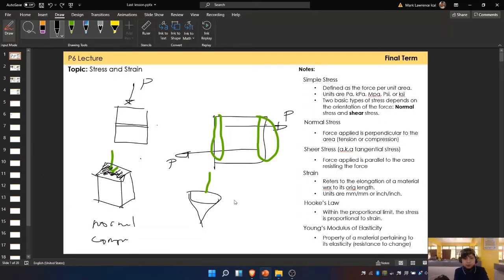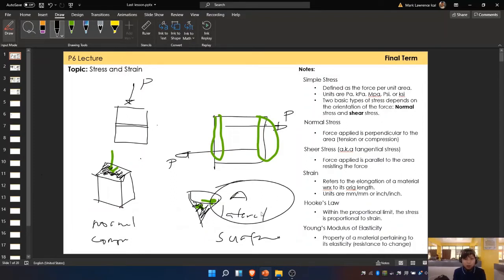Pero kapag yung force ay nasa internal, papalabas, ang nakakadama na area ay yung surface area o yung paikot ng cone. So, yun tinatawag na lateral. So, bear in mind na when we talk about shear stress, ang madalas na ginagamit na formula ng area ay yung lateral area or yung surface area.